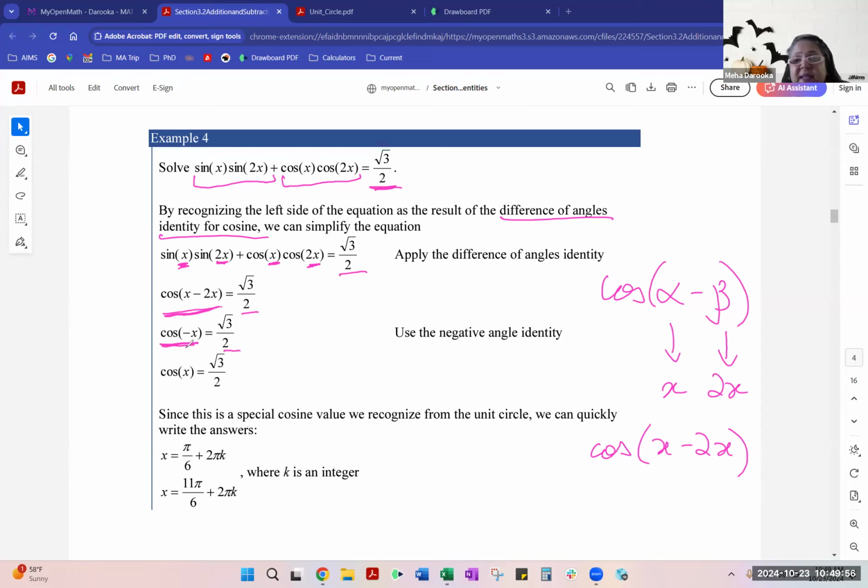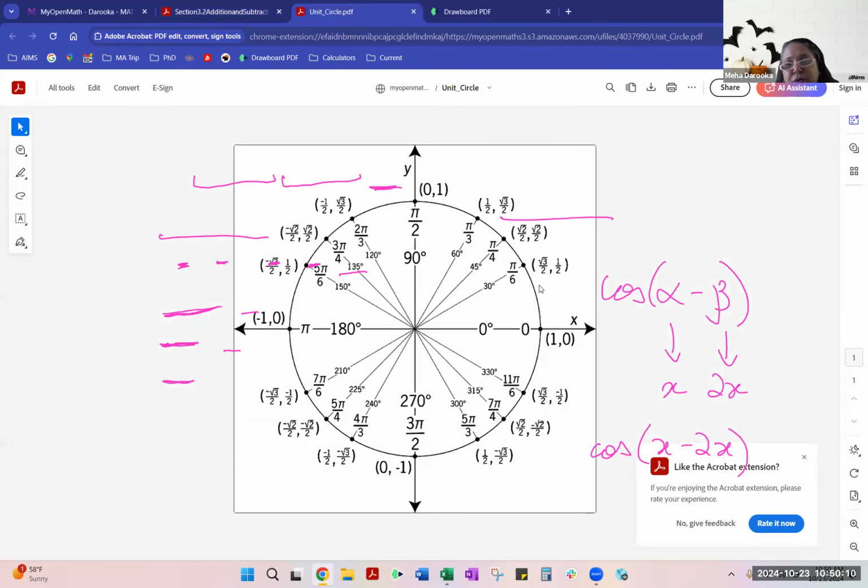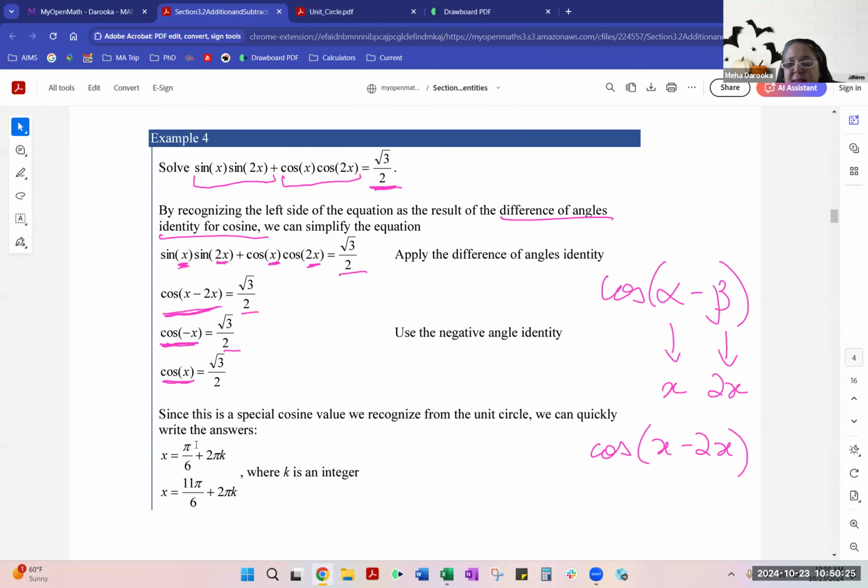Now, same thing, right? Cosine absorbs the negative sign because it's an even function. So the cosine of negative x essentially just becomes cosine of x, and we know the cosine function has a value of square root of 3 over 2 at the angle pi over 6, and the other one is at the angle 11 pi over 6, right? Because you can see this is where we have that positive square root of 3 over 2. So using that, we can say, yeah, you have pi over 6 and 11 pi over 6.